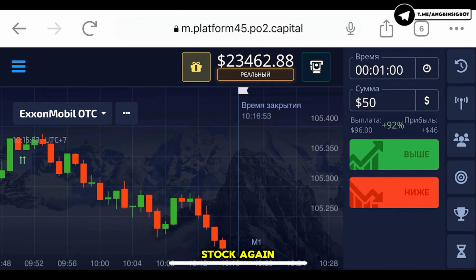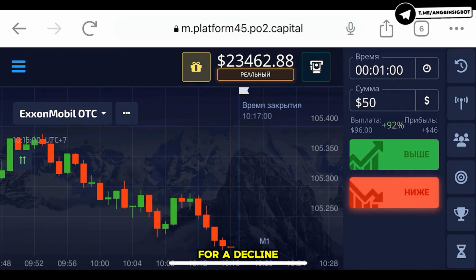I found a stock again, a downward trend. The price is moving down. There will be 4 red candles now, and after this one finishes, I will enter for a decline.